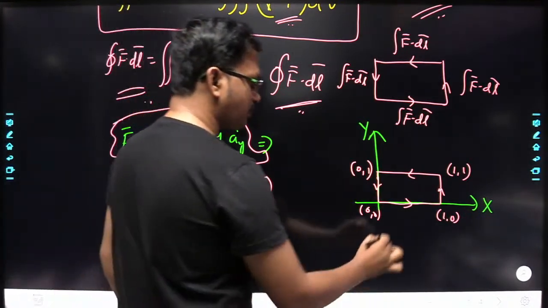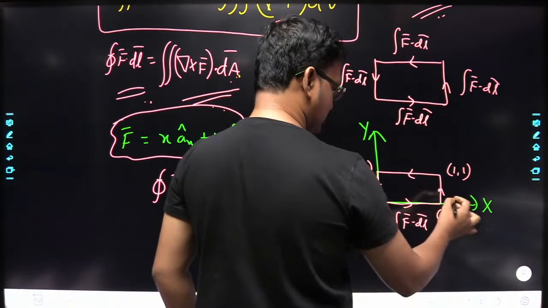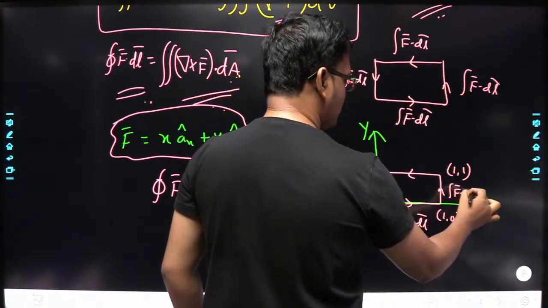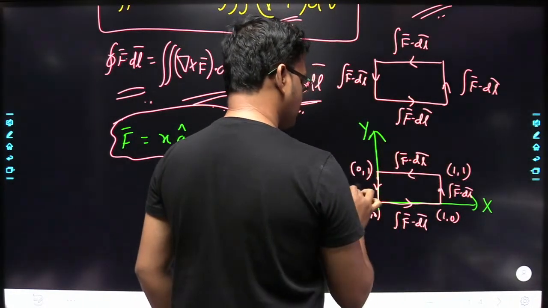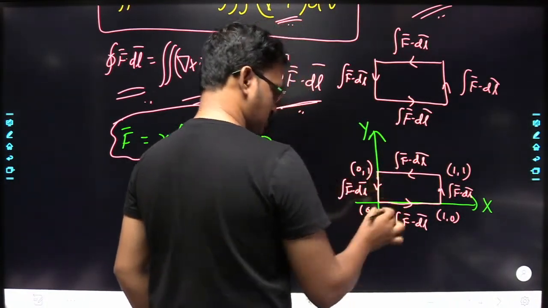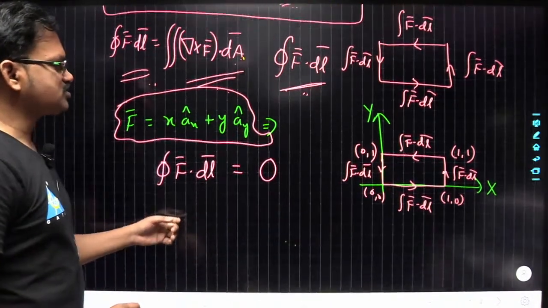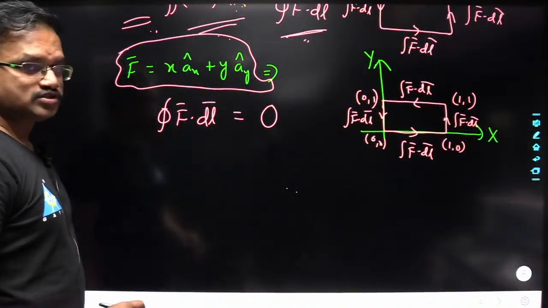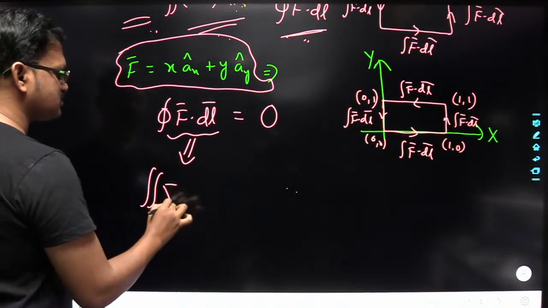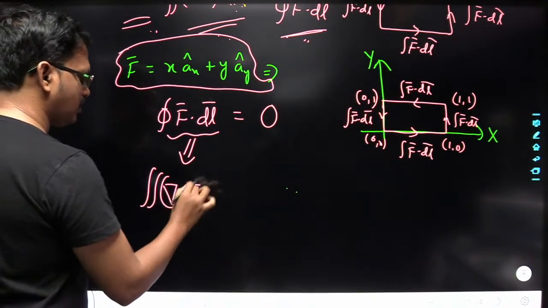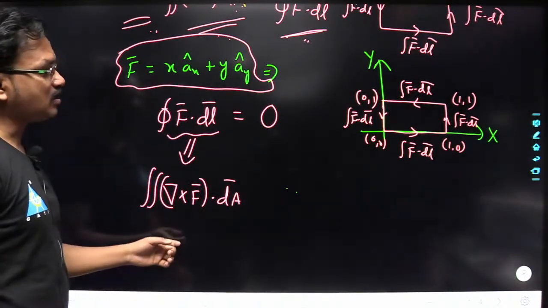There we determined the integral of f bar dot dl bar along this line, plus the integral along this line, plus the integral along this line, plus the integral along this line. So this much calculation we have done. Instead of that, if you use Stokes theorem, this can be represented as the double integral of del cross f bar dot dA bar. Now what is the curl of this function here?